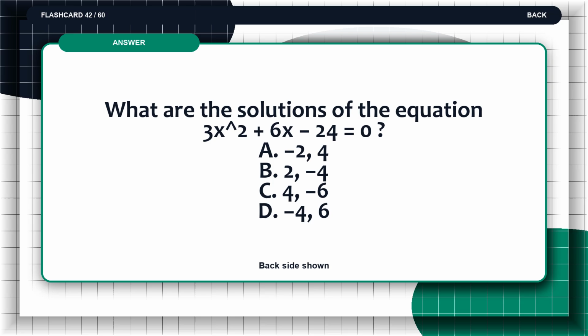The answer is, what are the solutions of the equation 3x² plus 6x minus 24 equals 0? A, minus 2, 4; B, 2, minus 4; C, 4, minus 6; D, minus 4, 6.